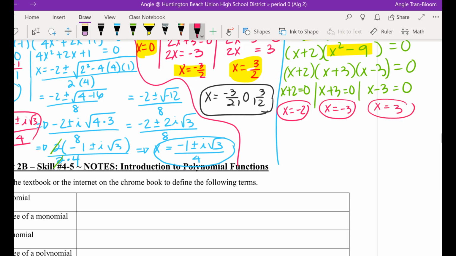You can leave them as they are, or you can write them from smallest to biggest, just like that. So that is how you solve by factoring. Okay? And this is the end of this note.